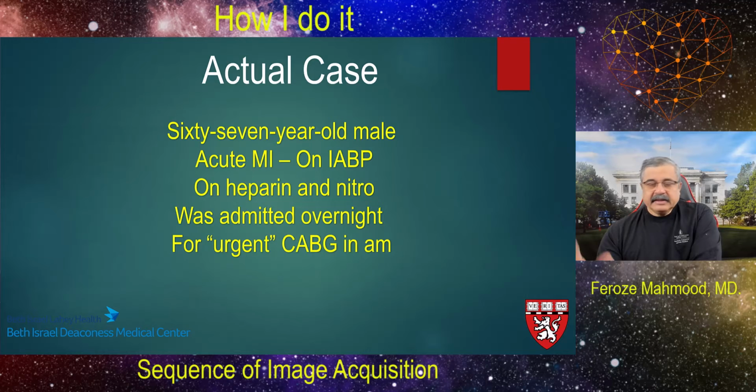Now, let's see how I do an exam, because this relates to how I put all that knowledge and information regarding a comprehensive intraoperative exam into an actual case. Now, this is a 67-year-old male. He had an acute MI. He was on an intra-aortic balloon pump on heparin and nitroglycerin infusions, and was admitted overnight for a rather urgent CABG in the morning.